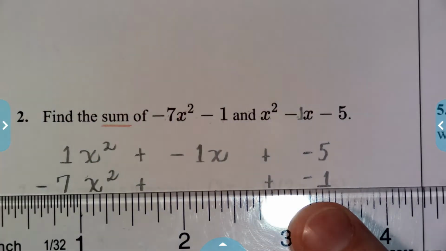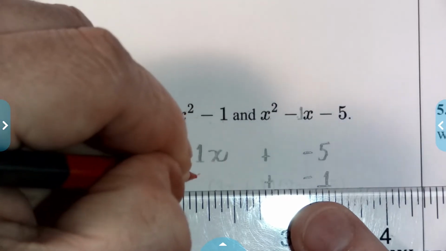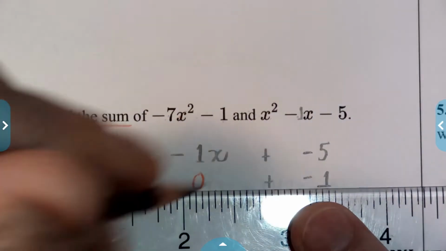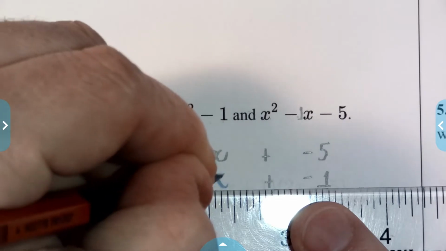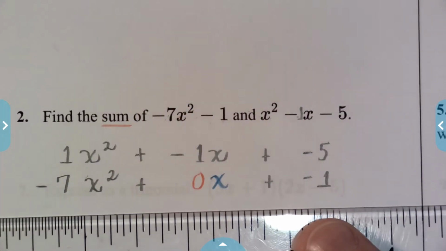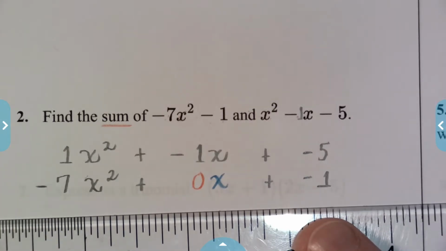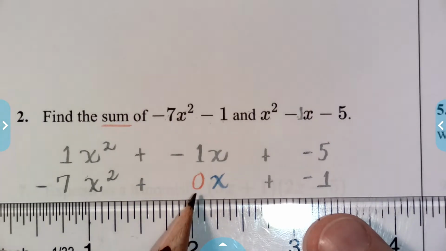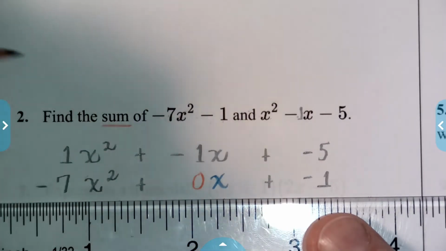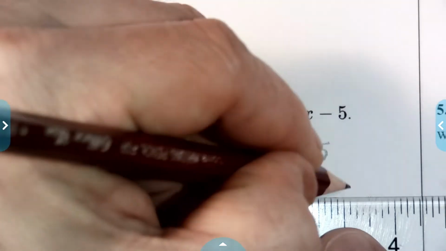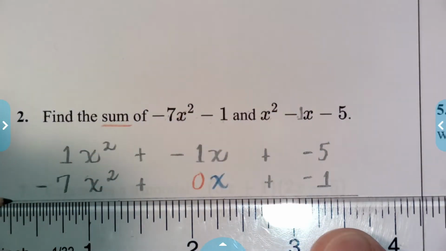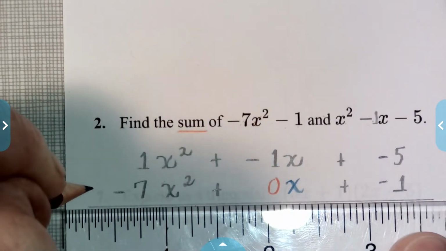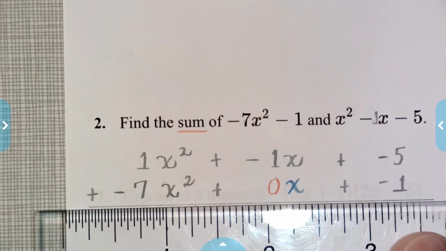Plus 0x. Hugely beneficial, okay, to plug that hole with a 0x. In fact, when we get into quadratics, it becomes essential that you do that sometimes because we're looking for terms that add to be 0 and multiply to be some other number. Okay, so now let's add, okay? So we're going to add. It said find the sum, so we'll do that.